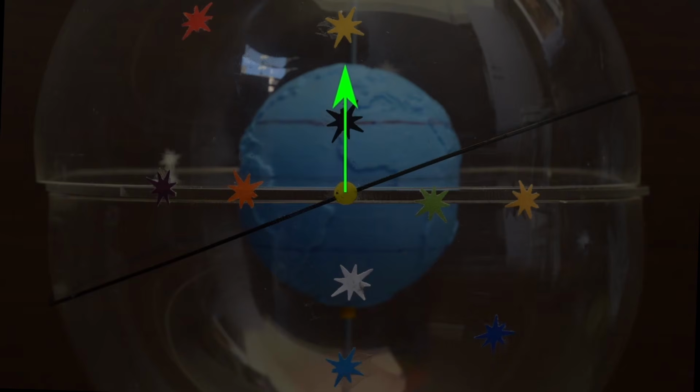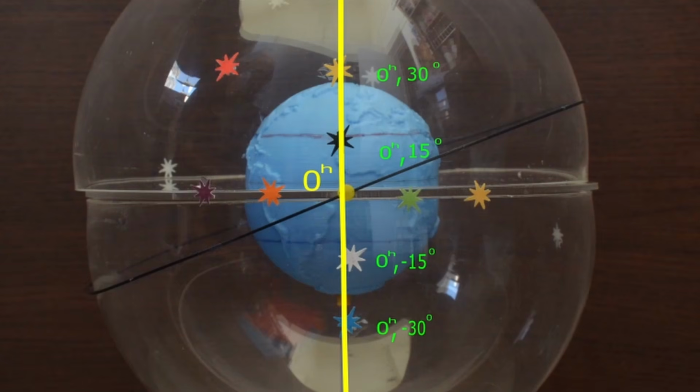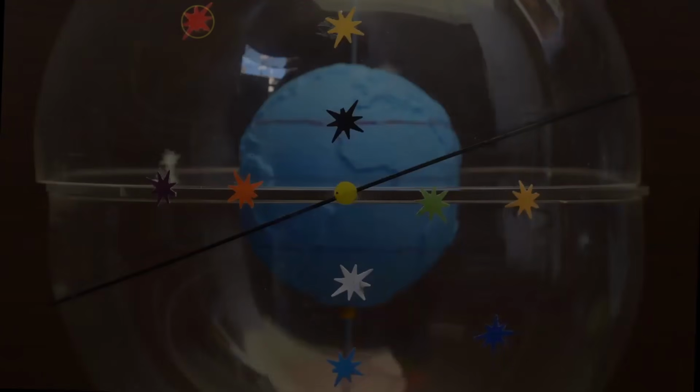For this yellow star, it will be 0 hour and plus 30 degrees. White star is in the celestial southern hemisphere. It's on the 0 hour circle and its declination value will be minus 15 degrees and the position will be 0 hour and minus 15 degrees. How about this orange star here? Right ascension for this star will be 22 hours and declination will be 30 degrees.